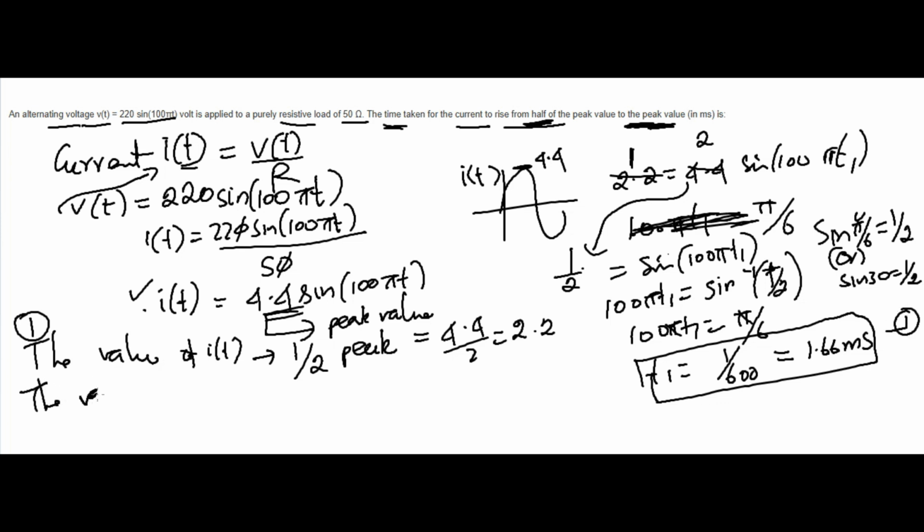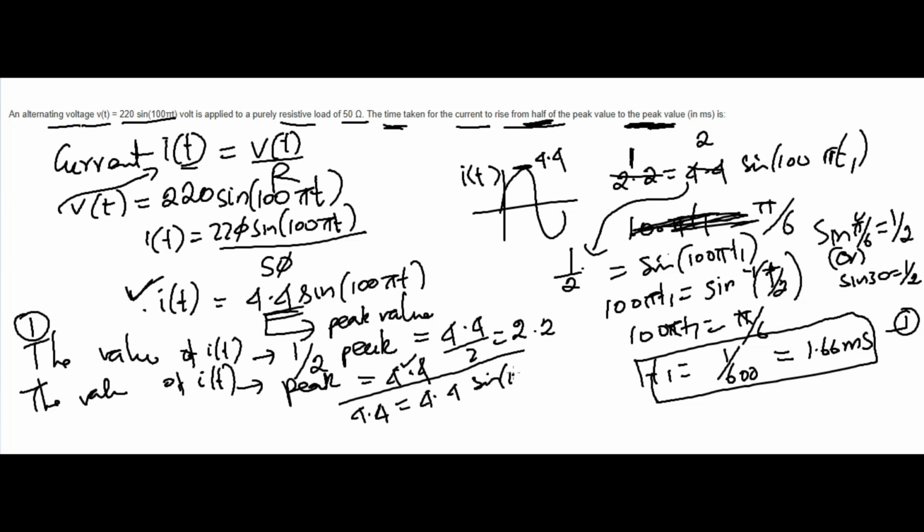For the next one, the value of i(t) is equal to the peak, that is equal to 4.4 only. So I can write here 4.4 equals 4.4 sine of 100 pi t2. The 4.4 gets cancelled, so 100 pi t2 is equal to sine inverse of 1. You know that sine inverse of 1 is 90 degrees, pi by 2.